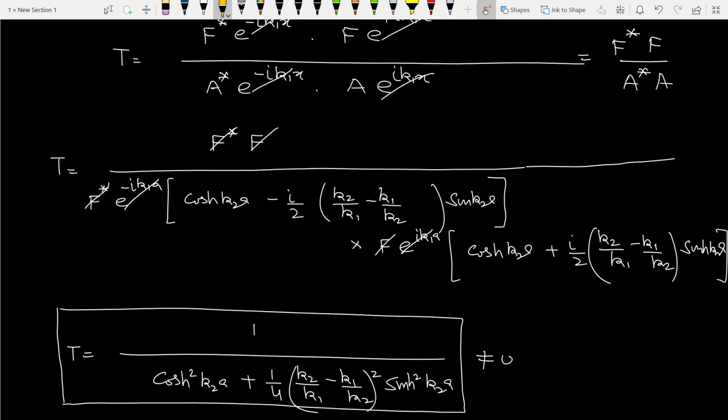So we say there is a finite probability for the transmission of the particle through a potential barrier in the form of a step, even when the energy of the particle is less than the step height. And this phenomenon in which the particle goes through the potential barrier is called quantum mechanical tunneling. So quantum mechanics supports the penetration of the charged particle through the potential barrier.